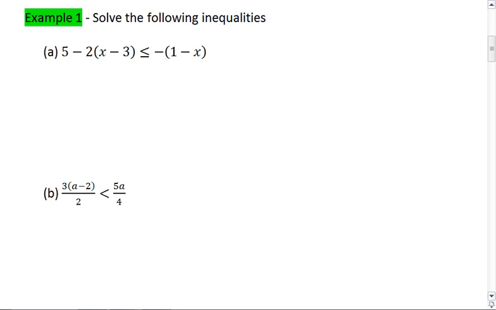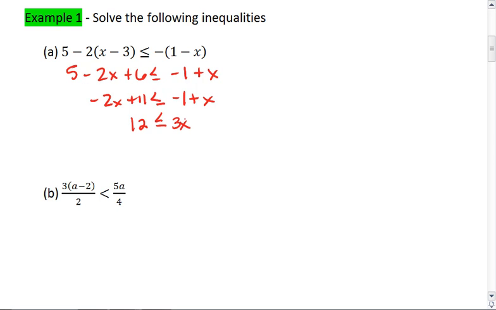With example A, we're going to simplify as much as possible first, so we're going to distribute and then combine like terms. So we have negative 2x plus 11 is less than or equal to negative 1 plus x. We can add 2x to both sides, and we can also add 1 to both sides, which gives us 12 is less than or equal to 3x, which is the same as 3x is greater than or equal to 12. Divide by 3, we get x is greater than or equal to 4.